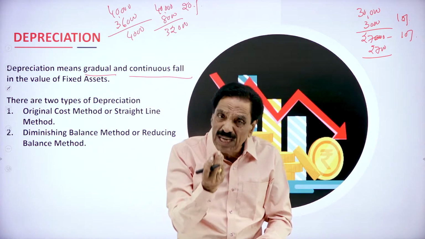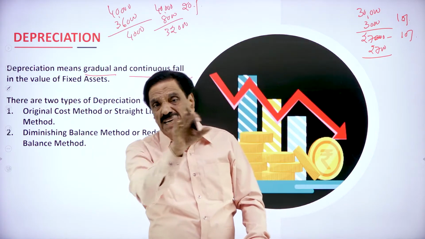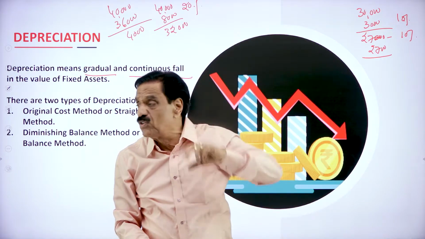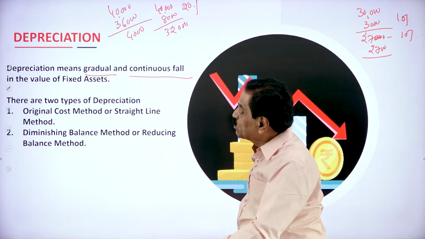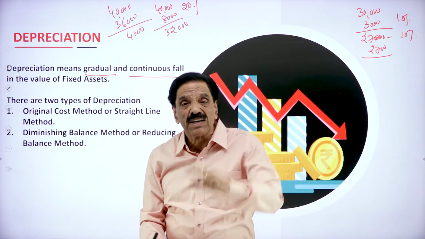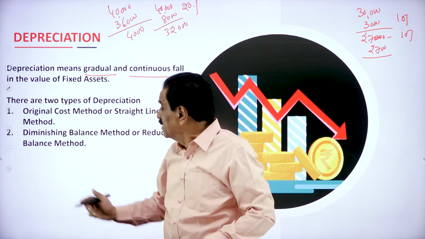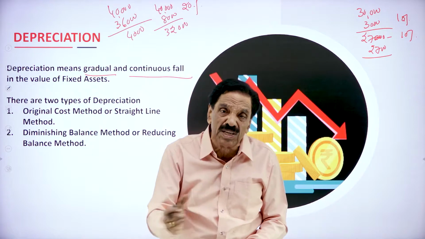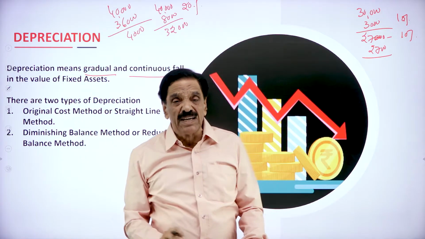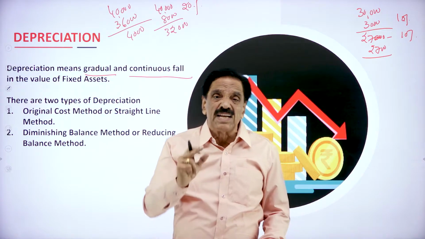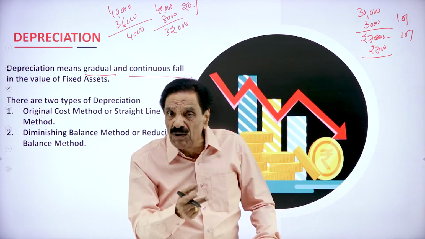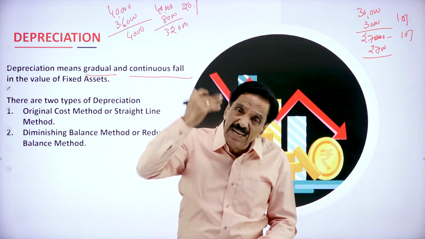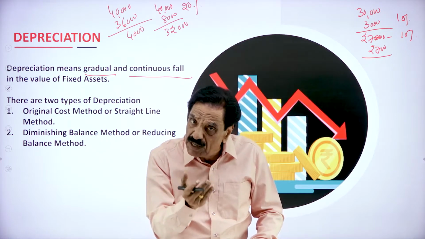Commonly, we calculate depreciation on the original cost method as cost of the asset minus scrap value divided by life of the asset. I am going to show the formula you are going to use. The two methods are: one, original cost method or straight line method, where the depreciation remains constant. Second, diminishing balance method or reducing balance method, where the depreciation goes on changing. Under the original cost method, at the end of the life, the value of the asset becomes zero, whereas in the diminishing balance method, the value of the asset will not become zero.